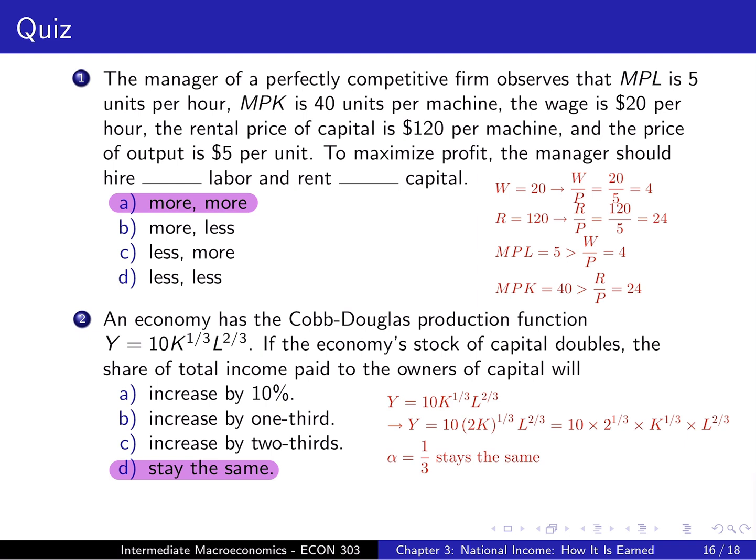Suppose capital doubles, so Y equals 10 (2K) to the exponent 1/3, L to the exponent 2/3. That equals 10 times 2 to the exponent 1/3 times K to the exponent 1/3 times L to the exponent 2/3. We can see that alpha equals 1/3. That is, the capital share stays the same. Why? In the Cobb-Douglas production function, factor shares alpha and 1 minus alpha are constant, regardless of input quantities. So the answer is D, stay the same.